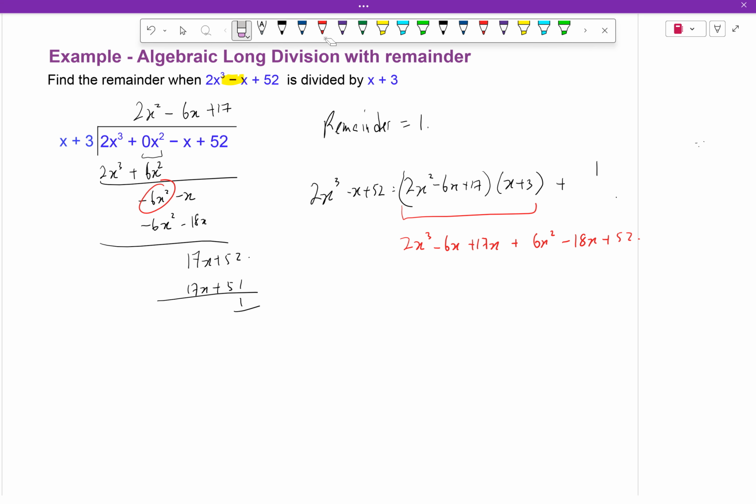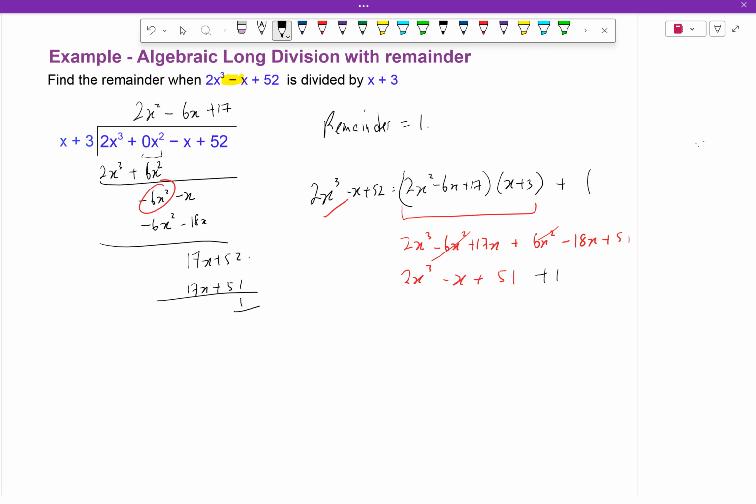Oh, sorry, this should be a 1 because I mixed up with another thing. Okay, so here the red part, we will get 2x cubed, which is a tick here. And then here is a square, so this 2 cancels out. So it's a tick there. And then we will plus a minus an x, a whole plus a 51, not 52. Oh, that's the remainder. It's 1.